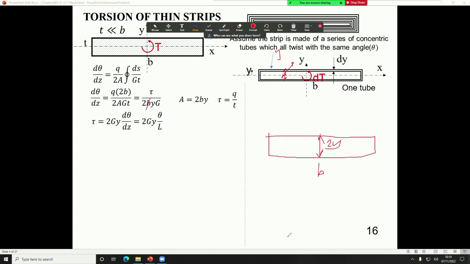Does it mean that 2b is the ds? So we are talking about this area. What is the area of a rectangle? The width is equal to b and the height is 2y, since each one of these edges is at a distance of y from the x-axis. So therefore the area is equal to 2by. Does that answer the question? You had the same issue on Friday, didn't you, with area? So are you happy with this, 2by? Okay. Yes? So the loop integral of ds is the perimeter.